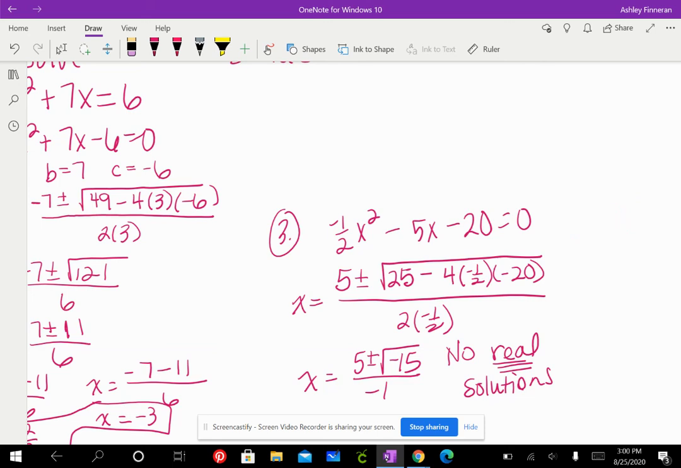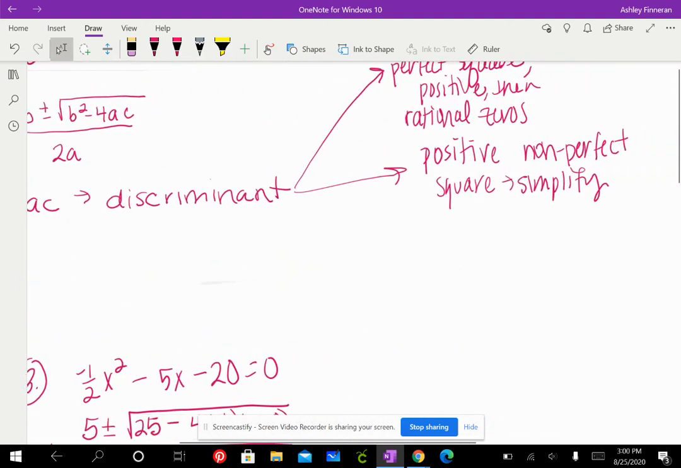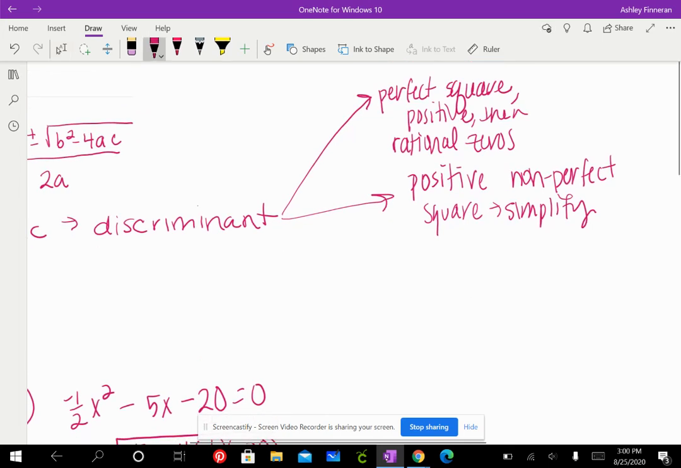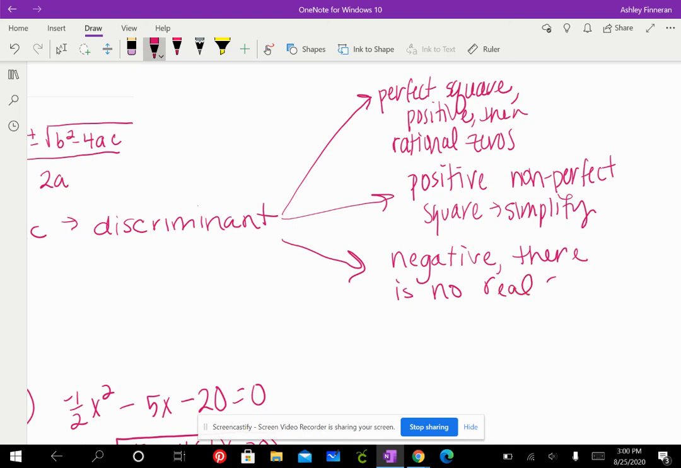But we will talk a whole lot about that situation. If it pops up at this point, all you have to know is that there's no real solution, and that's all. So if it is a negative number, there is no real solution.